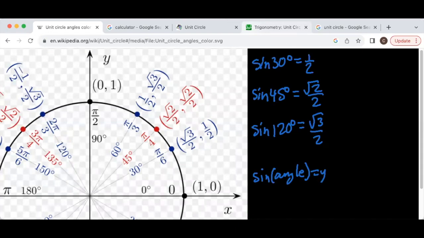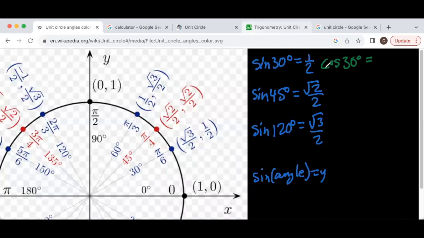Let's talk about cosine. So how would I find the cosine of like 30 degrees using the unit circle? How would I do that? Well, it's going to be just like finding the sine of 30 degrees. There's just one difference, and that is cosine is the x coordinate. Cosine is always the x coordinate.